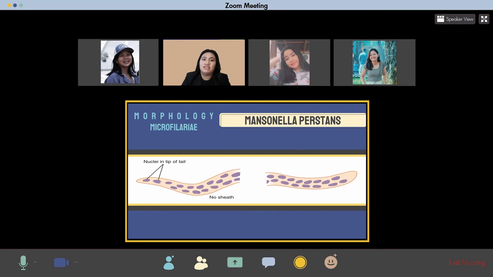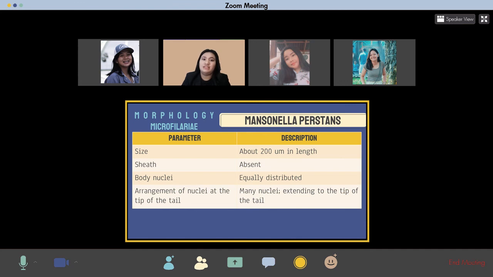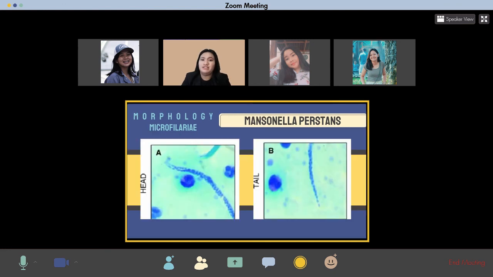As we can see, its morphological characteristics are quite similar to Mansonella ozzardi. It is unsheathed and approximately 200 micrometers in length. But they can also vary in measurement and in form because they have the ability to elongate and contract. Although M. ozzardi and M. perstans are similar in their sizes and sheath, when you look at the tail, it is actually quite different.